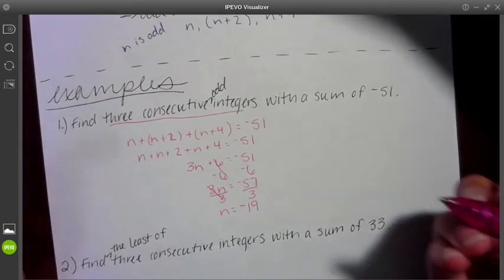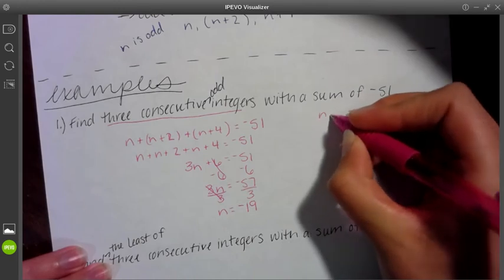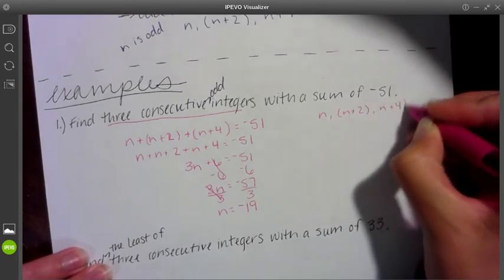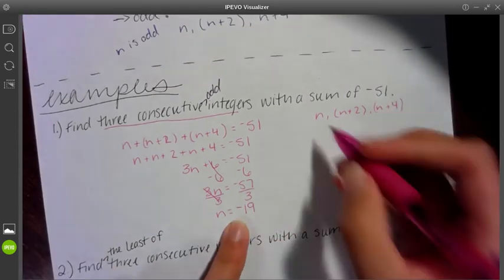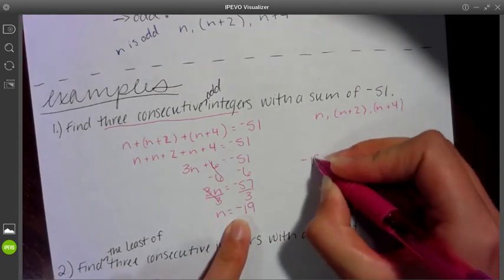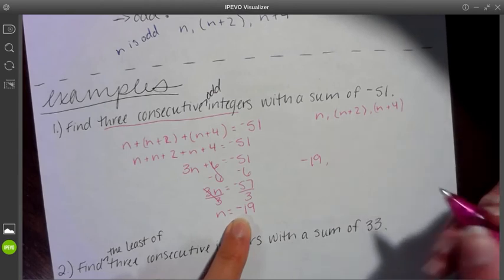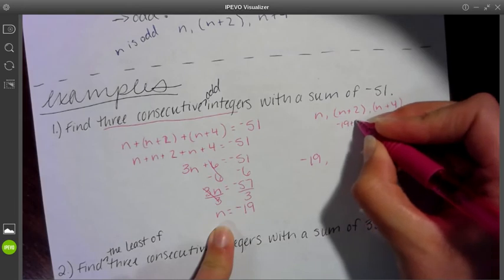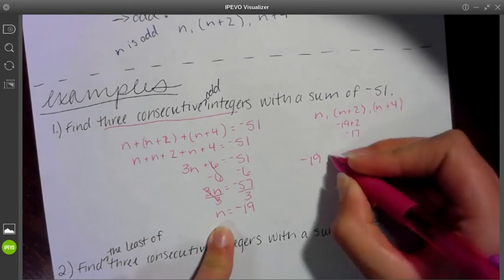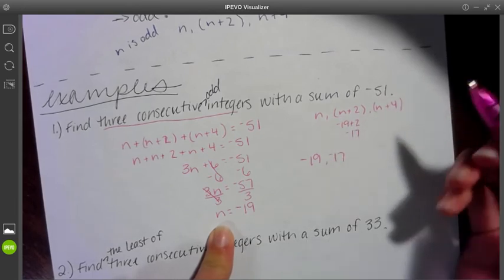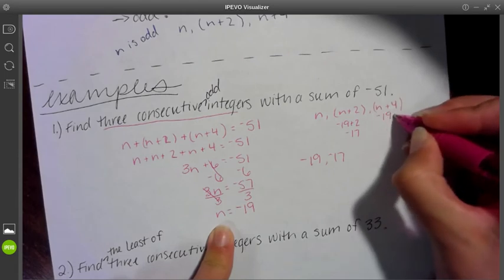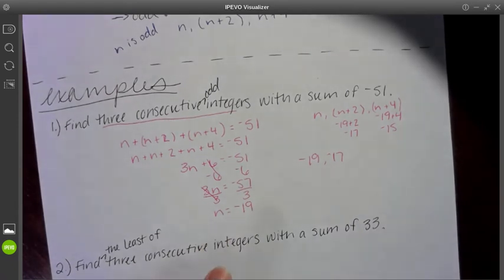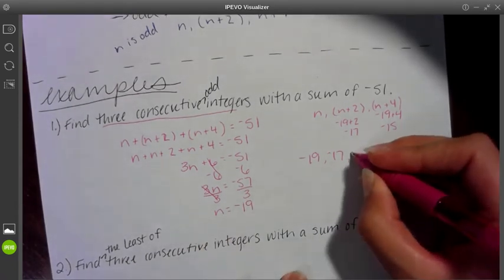Okay, well, we said consecutive odd integers are n, n plus 2, and n plus 4, right? Well, we found n. So we found our first consecutive odd integer, negative 19. But what about our other ones? Well, we plug in n for these n values. So negative 19 plus 2 is negative 17. So that's the other one. And then plug in negative 19 again. So negative 19 plus 4 is negative 15. You can use your calculator for this if you need to, okay?